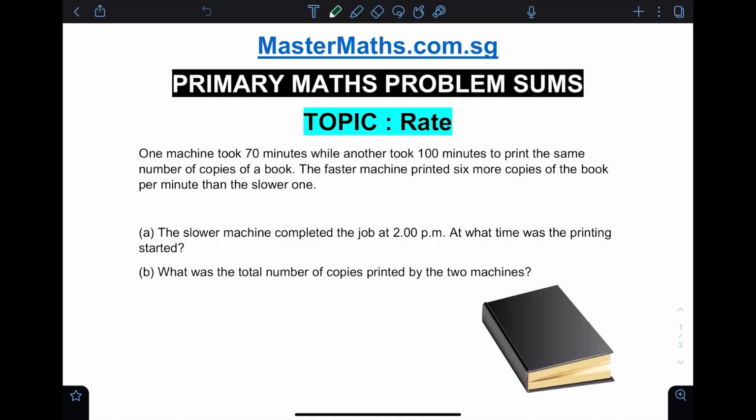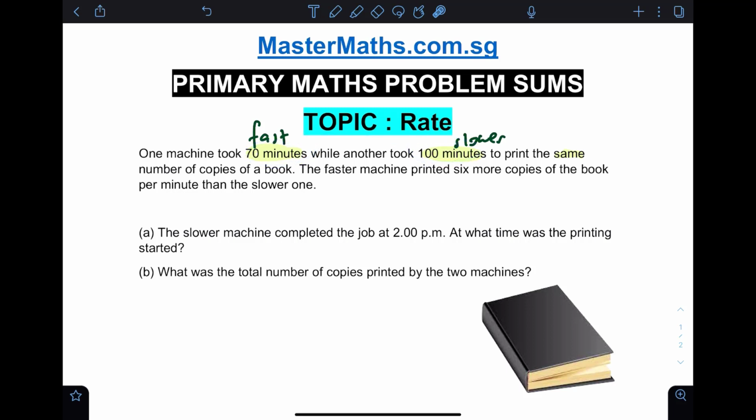Okay, let's try and discuss this rate question that we see a lot, comparing the rates of two different machines. One machine took 70 minutes while another took 100 minutes to print the same number of copies of a book. So this is the faster machine, this is a slower one. It's slower by 30 minutes. So all these things you should take note as you read the question.